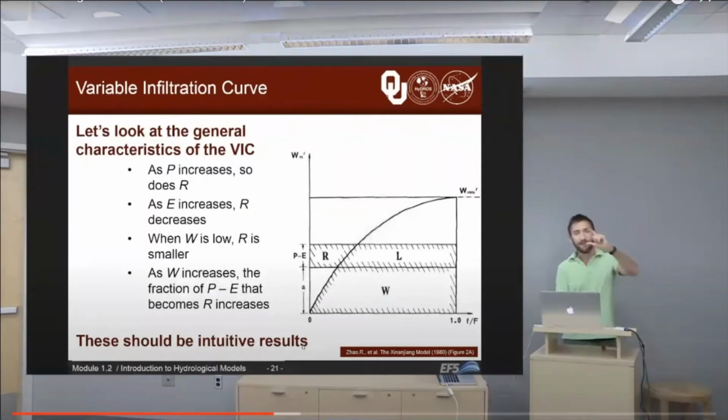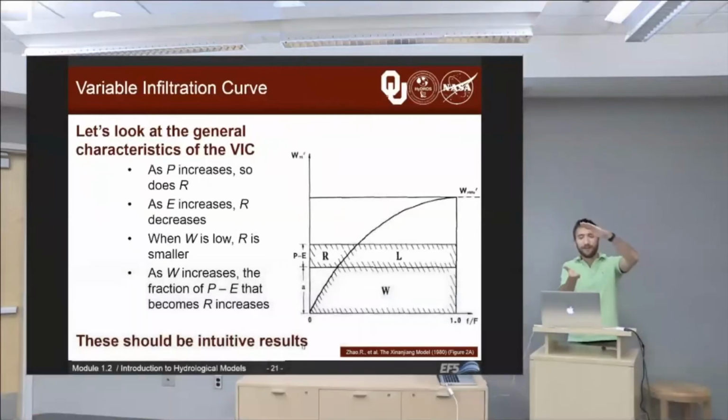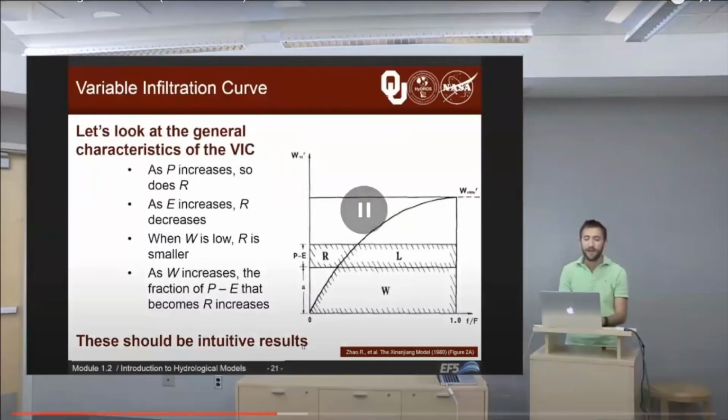As E increases, remember E is negative, so that makes R decrease. It shrinks R minus L. We know that E is related to evapotranspiration. So the more sunlight you have, the less runoff you have, because more of the water is going back up into the atmosphere.